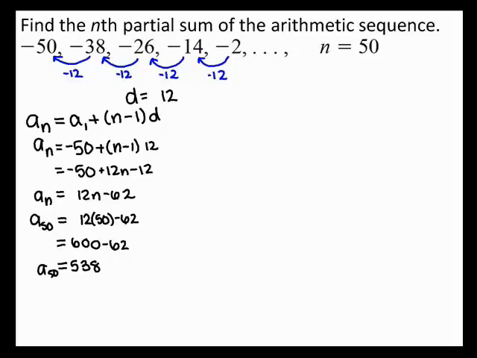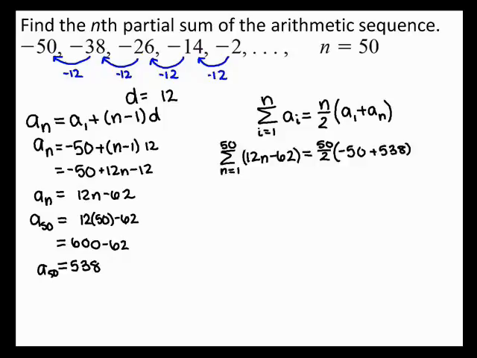Use the nth partial sum formula. Substitute 50 in for n, negative 50 in for a sub 1, and 538 in for a sub n. Simplify negative 50 plus 538. Simplify 50 divided by 2. Simplify 25 times 488. You find that the 50th partial sum of the arithmetic sequence negative 50, negative 38, negative 26, negative 14, negative 2 is 12,200.